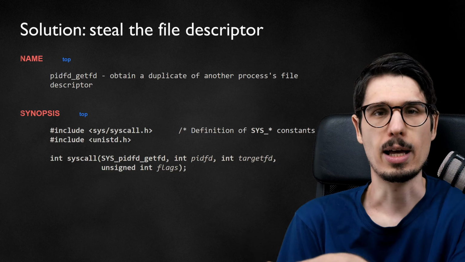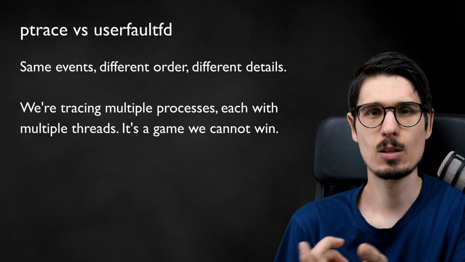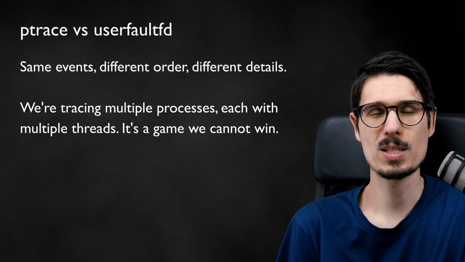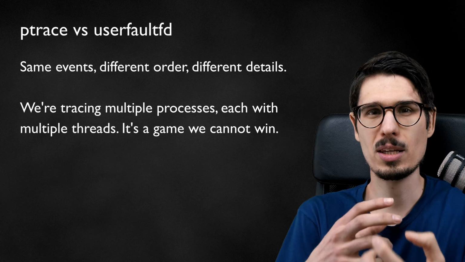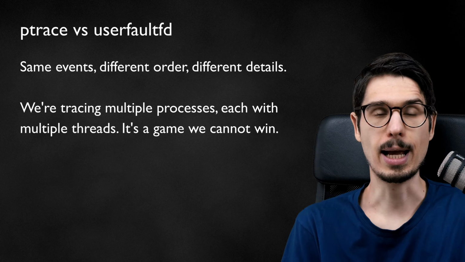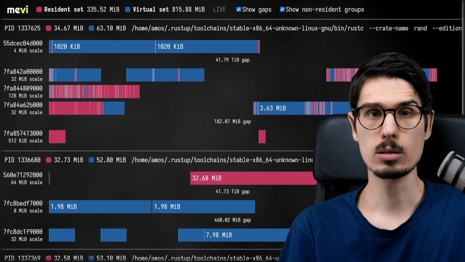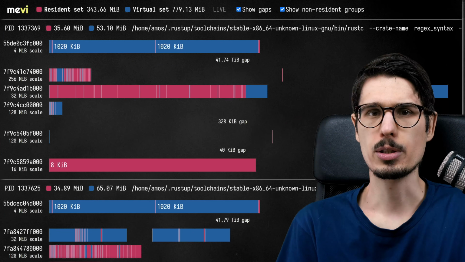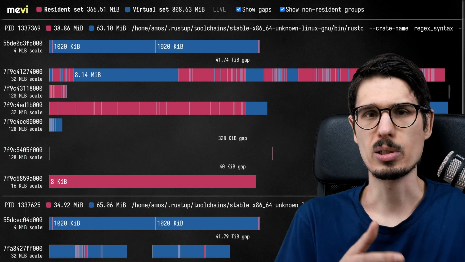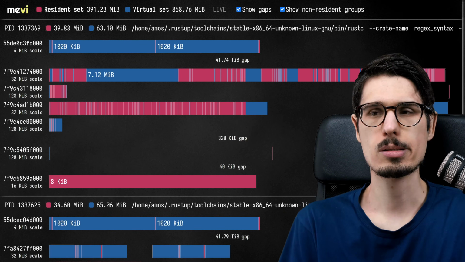Even after all of that, I ran into some problems because both userfaultfd and ptrace can report some of the same events, but not always in the same order, which ends up making mevi's view of memory inconsistent. But I'm happy to report that I got it running on some real-world programs. Here it is running on cargo install. The overhead is incredibly high, but you can see processes come and go as rustc builds individual crates. We can see C compiler invocations, linker invocations, everything.